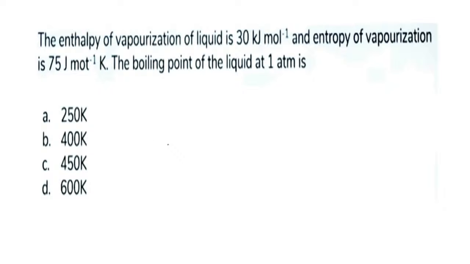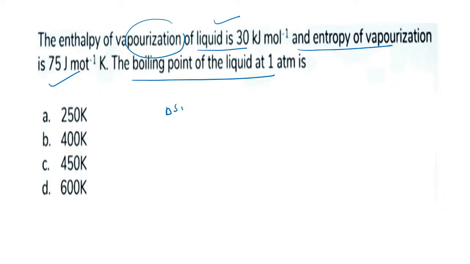Good work, Tarunesh, Sanjana, and Akash. This one is very simple. The enthalpy of vaporization of a liquid is given, and the entropy of vaporization is also given. You have to calculate the boiling point. It's very easy. So what is delta S of vaporization? It's equal to delta H of vaporization at T, and this temperature is the boiling point.